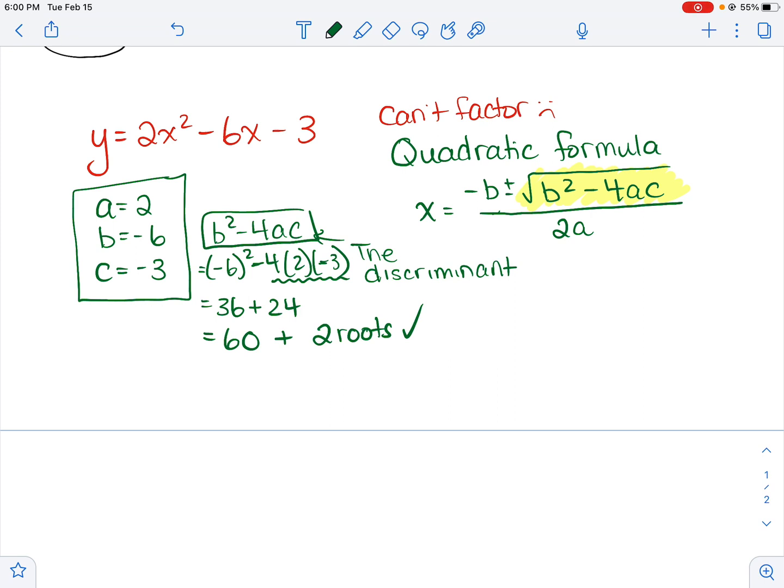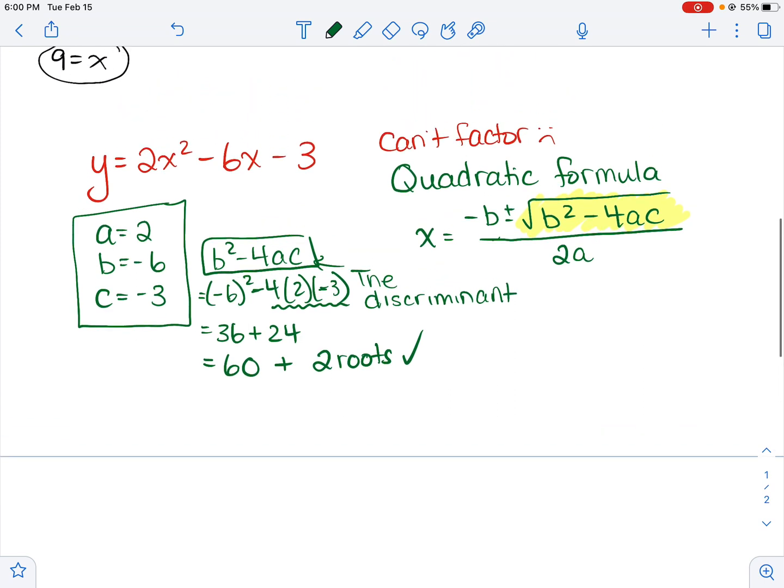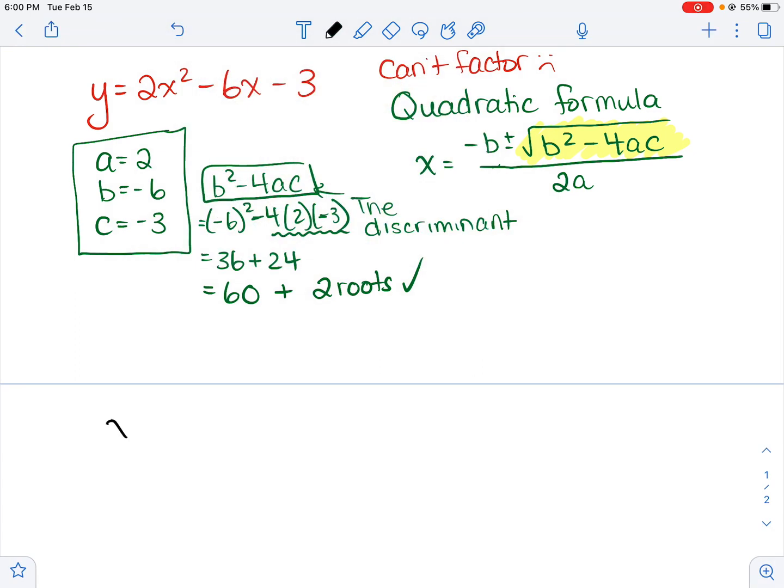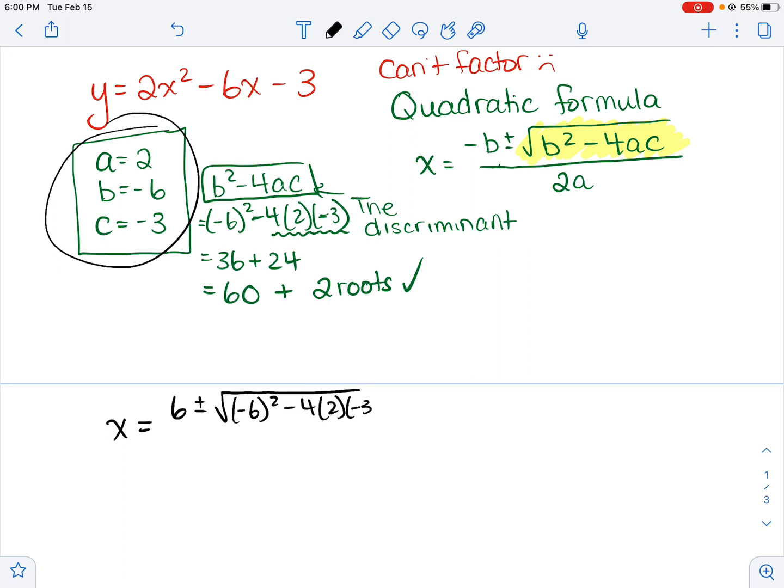Check. So now you can just use the quadratic formula to solve this. I don't feel like I want to because I don't have a calculator, but let's just start it off. We would plug all these values into the quadratic formula. So we'd do -b, which since b is already negative, would be just positive 6, plus or minus the square root. Hey, I already did that part. b squared minus 4ac, which ends up being 60, but I'm just going to write it in case. So -6 squared minus 4 times 2 times -3, and the whole thing is divided by 2a.